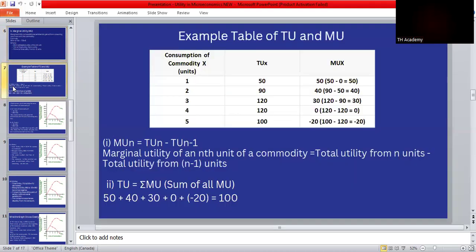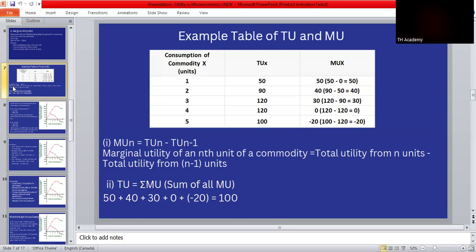Let's take an example with a commodity. Let's call it commodity X to understand total utility and marginal utility. When you consume, look at the table, okay? So when you consume the first unit, your total utility is 50. Since you started from 0, the marginal utility is also 50.